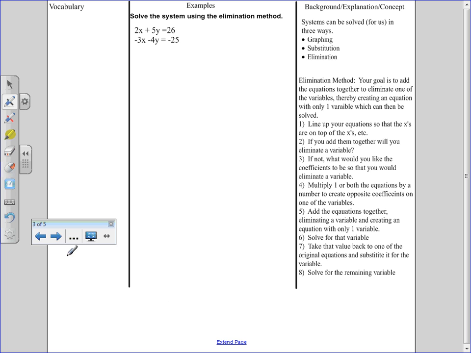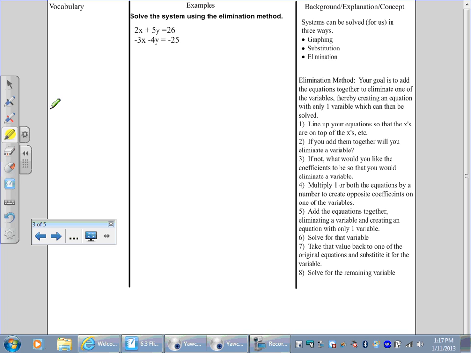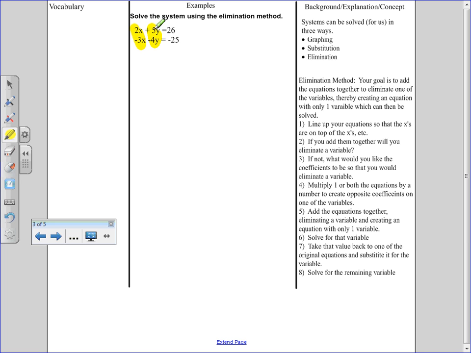Now, let's look at the next problem. In this one, solve the system using the elimination method. Again, let's see if I got my x's lined up. Yeah, I got my x's lined up, I got my y's lined up, I got my constants lined up. Good.